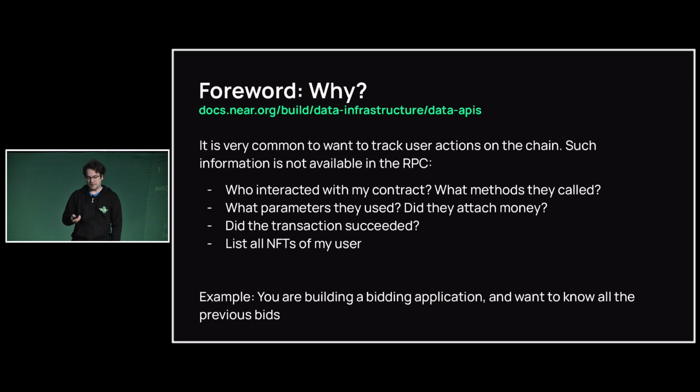And again, this is something very common that I hit when we were building the example of a bidding application, where people can just come and bid on a specific product. And now you want to know the past bids. How do you do it without storing them on chain? Because storing on chain, if you're going to be storing 300 bids, can get very expensive.